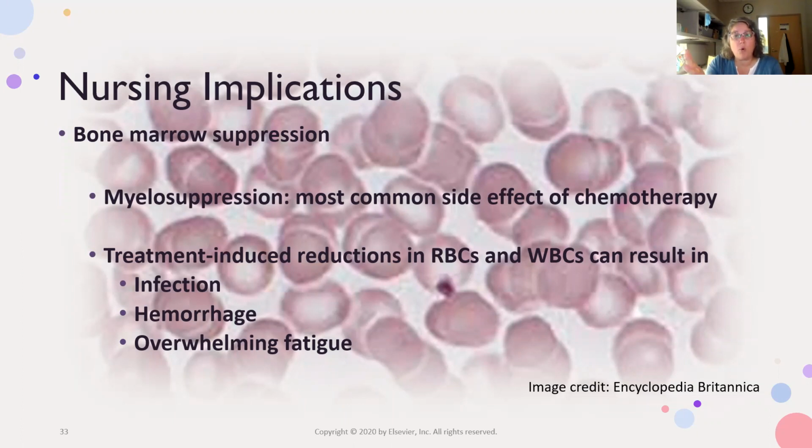So one of the more common side effects of chemotherapy is neutropenia. And neutropenia is a lack of the ability for a client to fight off infection. We will talk more about that when we talk about hematology, but just so that you're aware, neutropenia completely cancels out a person's ability to fight off infection. They will also bleed easily, and they will have overwhelming fatigue because they don't have any RBCs to be able to carry any oxygen around.